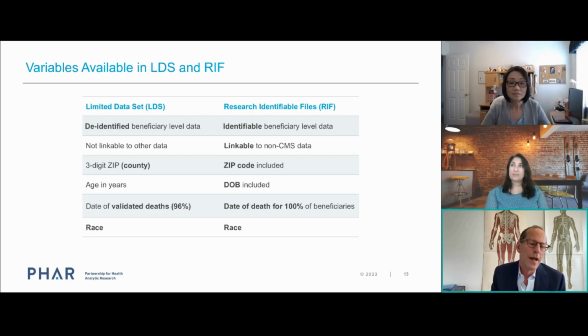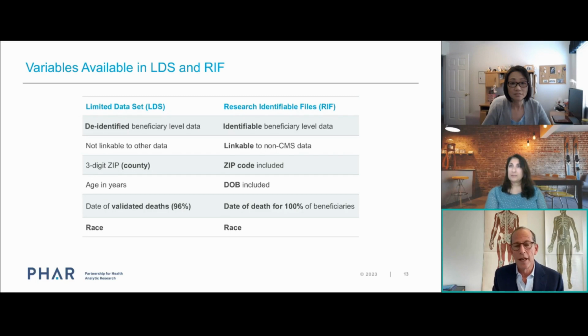There's a difference at the variable level also between these different types of data sets. As I mentioned, the research identifiable files are beneficiary level with a unique beneficiary ID number, and they're also linkable to non-CMS data. Another interesting feature that we've found useful is the ability to have the full zip code. So when you're looking at geographic analyses, and one of the studies that we'll talk about later did use that, and you want to know something about the very specific place where the beneficiary lives, you can use the zip code as opposed to county level information that's available in the limited data set.